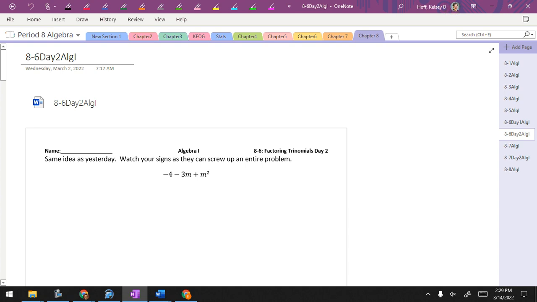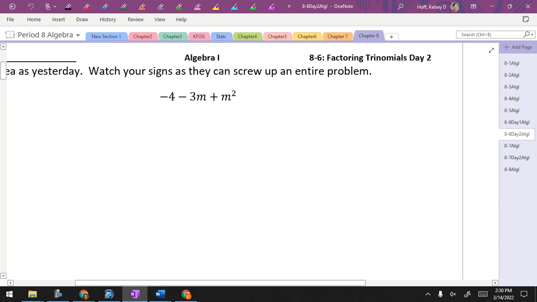Okay, here we go. Same idea as yesterday. Yesterday in the math world was Friday. Watch your signs, as they can screw up an entire problem. You have to have it written in standard form. Is this written in standard form? No. Rewrite it. What should it say?